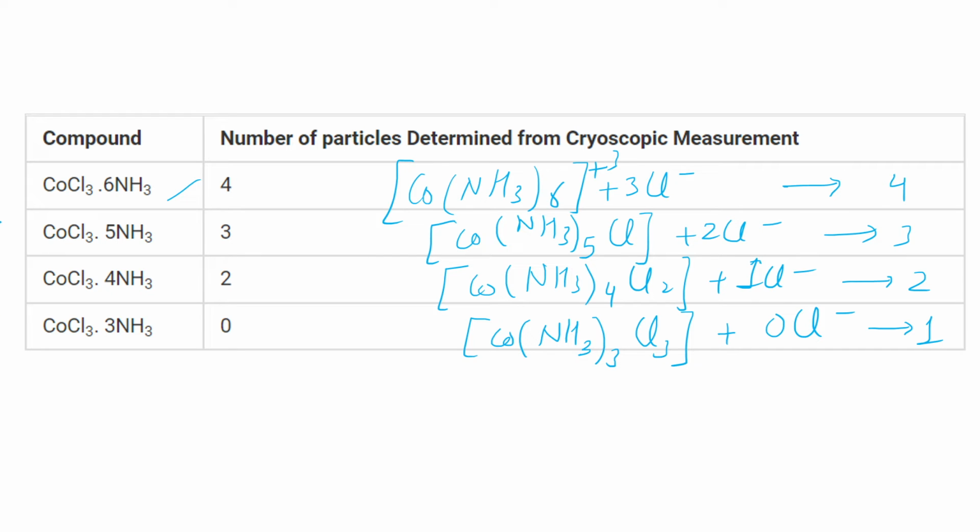It should be 1. Why is it written 0? It should be 1. One ion is there. No, this is one ion.